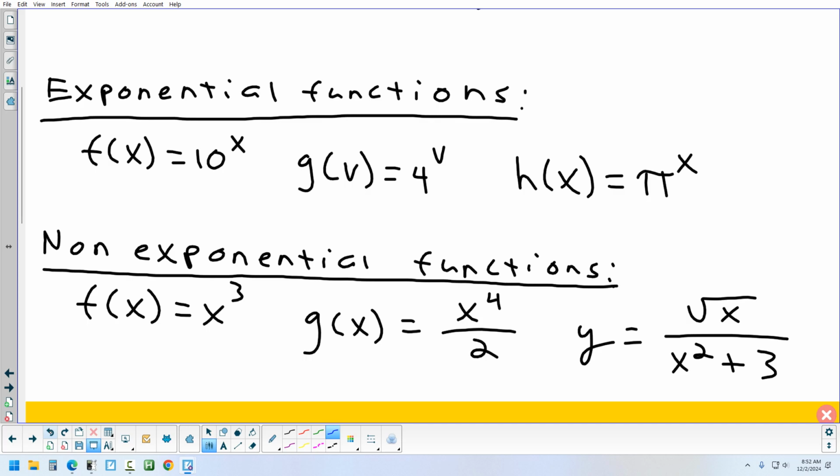So is there any question why the top 3 are exponential and the bottom 3 are not? Specifically, the top 3 are not only exponential, they are exponential growth. And if you don't know what makes them growth, you will shortly.